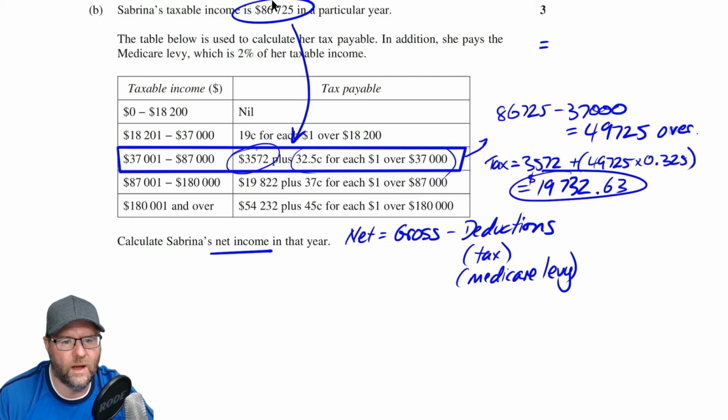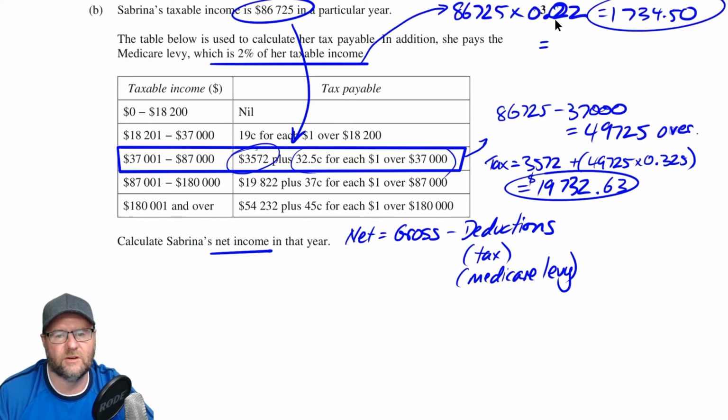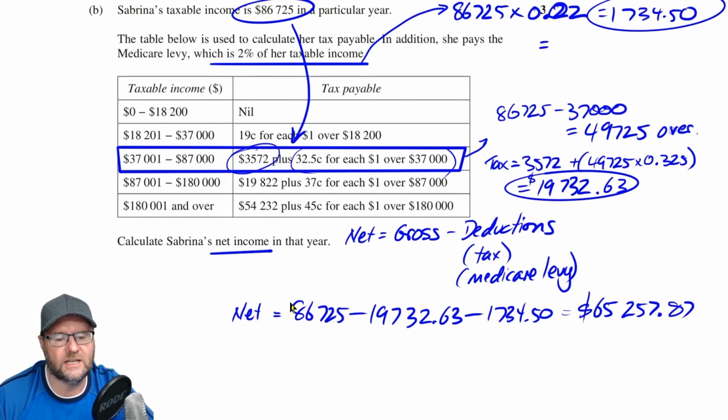Now I have to take that away, but before I finish up, I also have to work out her Medicare levy, which is 2% of her taxable income. 2% written as a decimal is just 0.02. Multiply that by her taxable income. Her Medicare levy is this number here. Those two that I've circled are the two deductions that need to come off her gross to work out her net. So she starts with a gross of 87,725, takes away her tax amount, takes away the deduction for the Medicare levy, which means her net income is going to be 65,257.87.